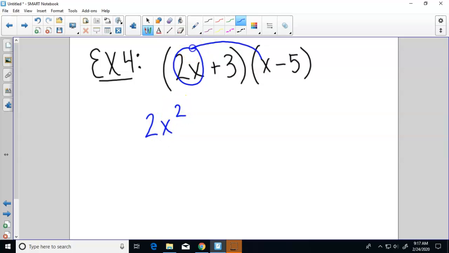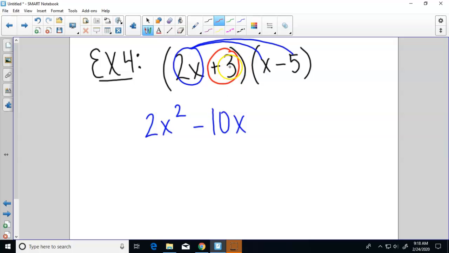And then we got to distribute that 2x to the negative 5. And what do we get whenever we do that? We get negative 10x. Okay, and see the problem is here, I've taken care of like everything except for I haven't used this 3 right here at all. Right? So it also has to be distributed.